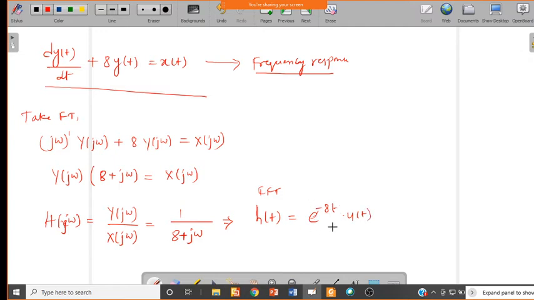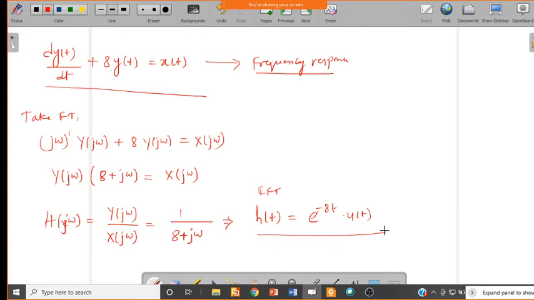So if you take the Fourier transform equation and substitute it, you will get this one for h of t. This is similar to what you do in the z transformation. Here we are applying the Fourier representation. Okay, so this is the impulse response and the frequency response.